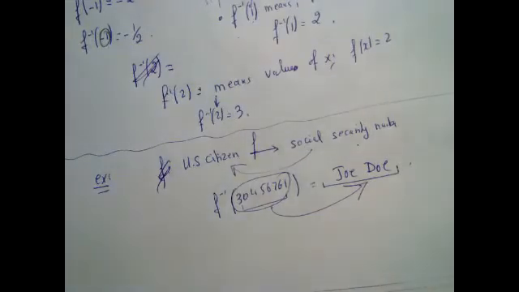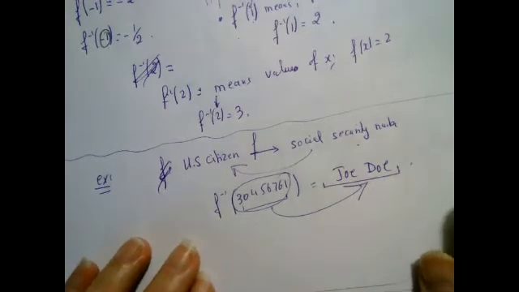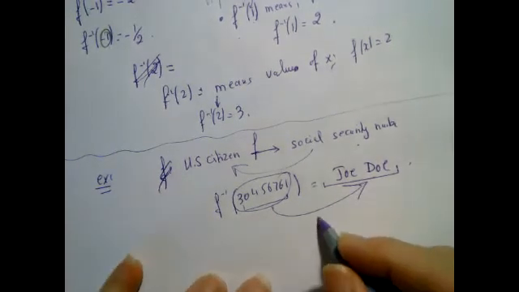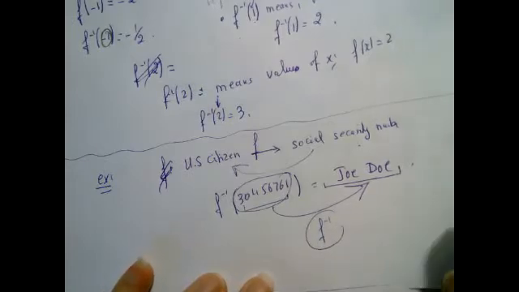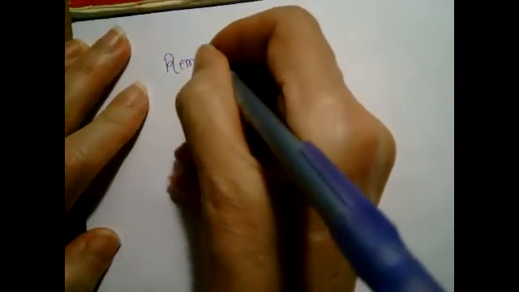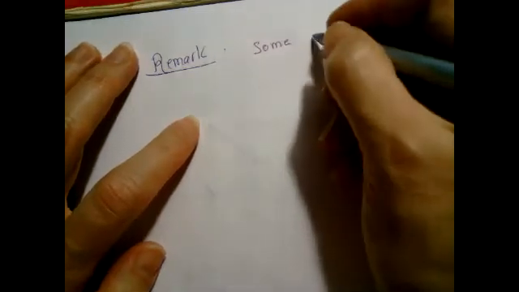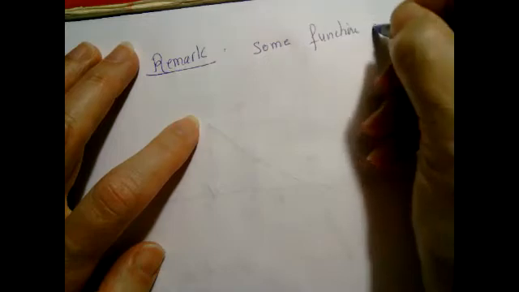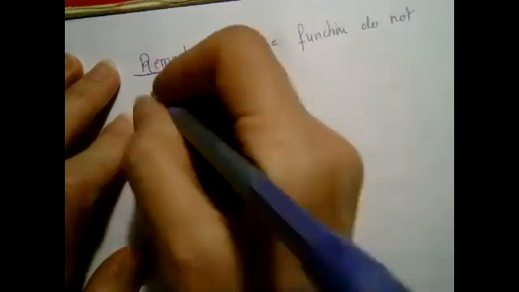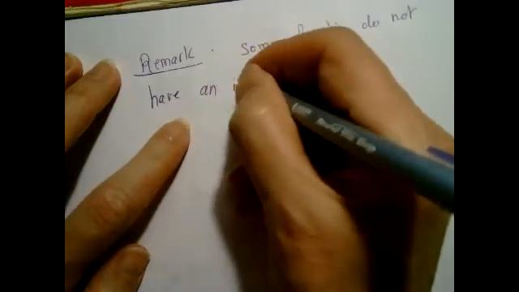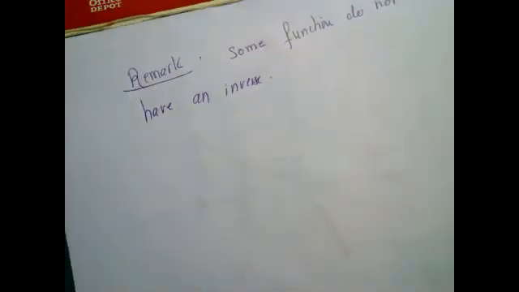Right. Now, there are some functions that have no inverse. It means that I cannot find f inverse for them. It doesn't exist. So let us talk a little bit about that. Here, a remark, a note if you want: some functions do not have an inverse. What do I mean by that? Who can think of what I'm talking about? It means f inverse doesn't exist as a function.